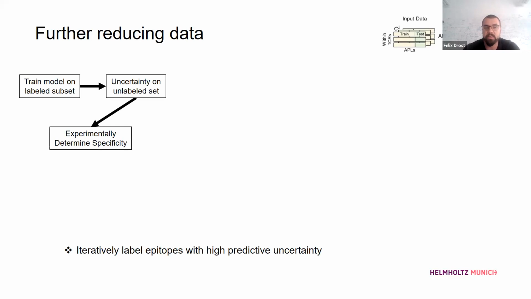Then we would experimentally determine the specificity of the epitopes where the model was the most uncertain, add them to the training set, and retrain the model. So we have an iterative approach where at each step the model chooses which samples to label in order to best increase predictive performance. Of course, we didn't do this iteratively with wet lab experiments, but we had the full data set, so we were able to simulate it by simply withholding the label during training.